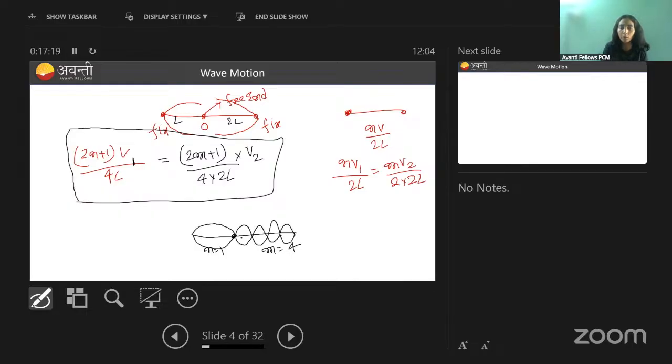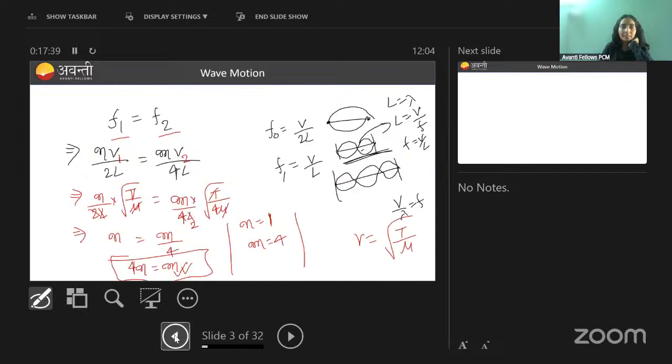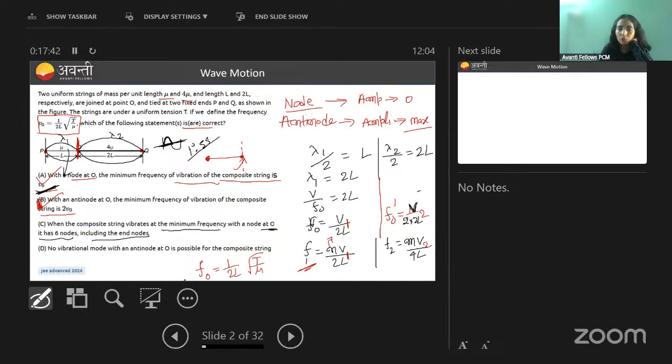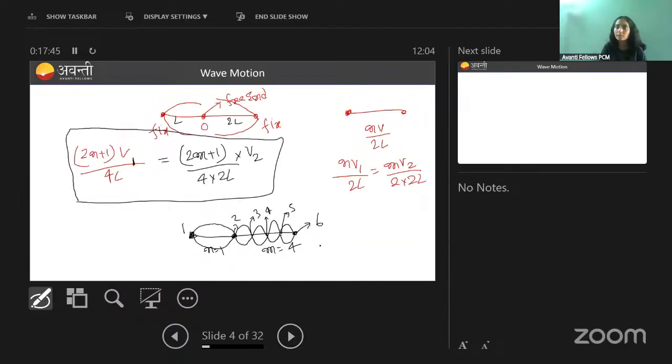Now, m equal to 4 we have kept, right? So if you see here, 1, 2, 3, 4, 5, 6. How many nodes are we getting? This is the first node. This is the second node. This is the third. This is the fourth. This is the fifth. And this is the sixth, because we were asked including the end nodes, right? So how many will we be getting? 6, right? Because n is 1, meaning there is only one wave getting excited like this. M is equal to 4, meaning such 4 waves will get excited. So it will look something like this. So just count the number of nodes. So here it is equal to how much?